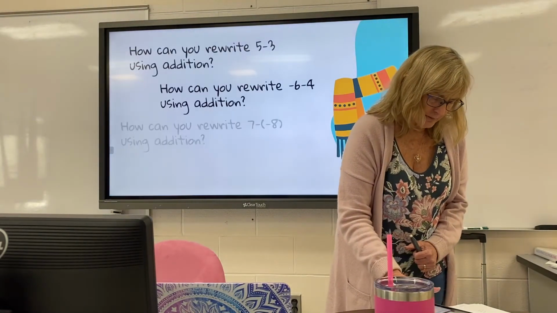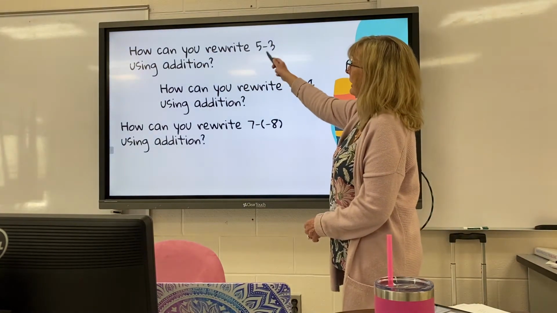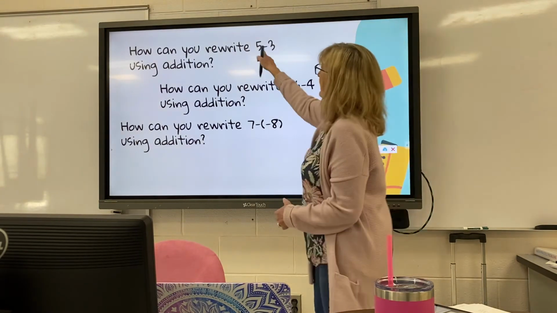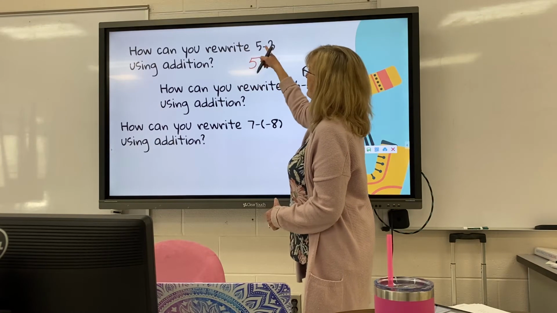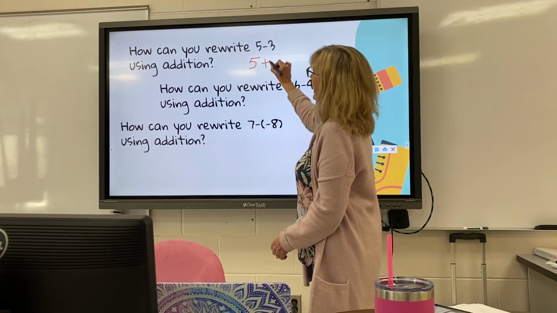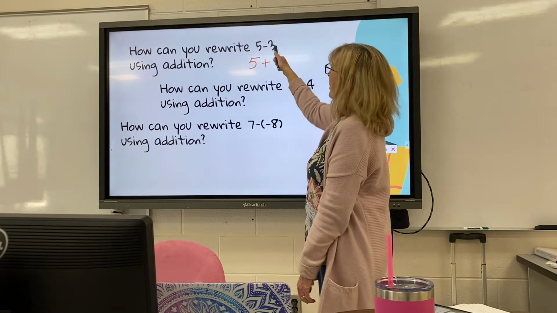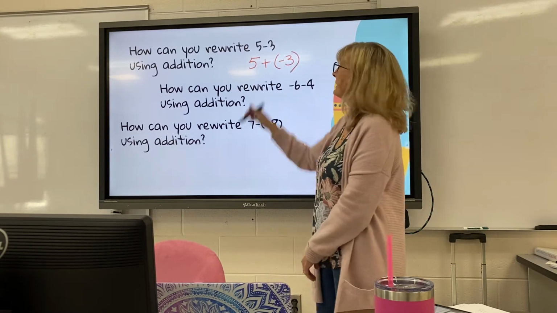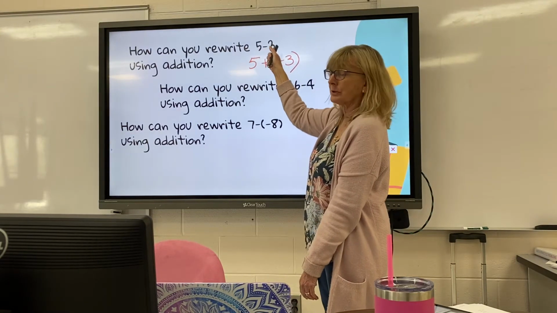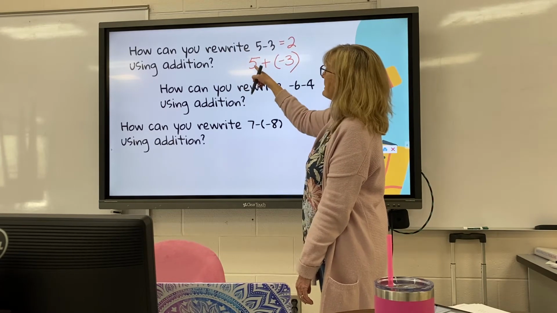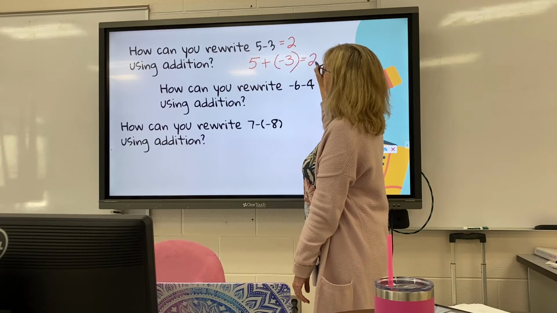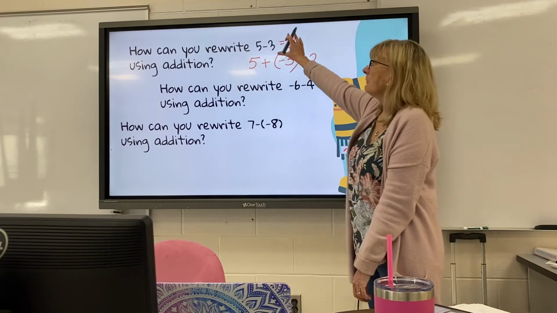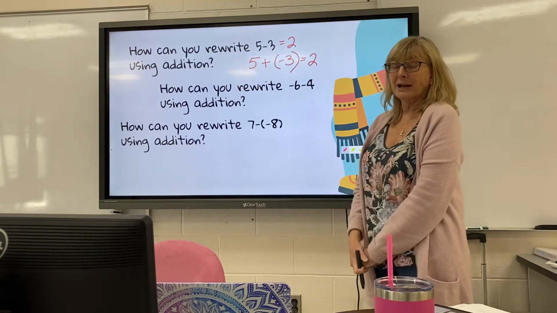So let's look at a couple of them. How can we rewrite 5 minus 3 using addition? So what you do is you copy the first number, you change the subtraction to addition, and then you take the opposite of the second number. What's the opposite of 3? -3. Think about what this would look like on a number line. 5 minus 3 is going to equal 2. What is 5 plus -3? 2. It is also 2. Okay? Now you probably wouldn't do that because you can do 5 minus 3 easily.